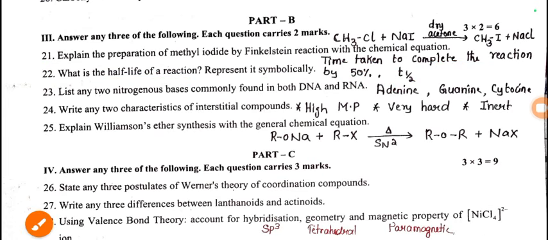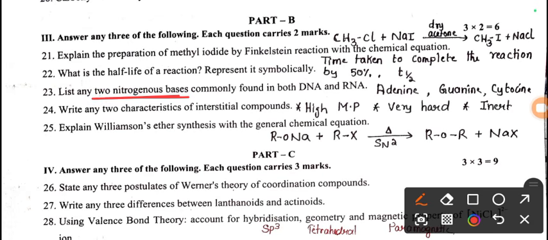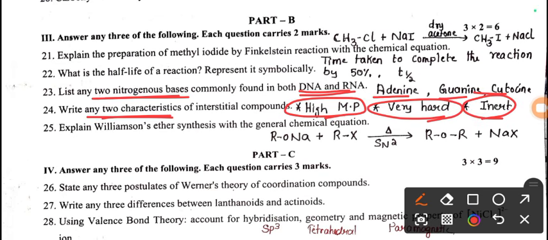Next we have, list two nitrogen bases commonly found in both DNA and RNA. Commonly found are adenine, guanine and cytosine. Two characteristics of interstitial compounds: they have high melting point, they are very hard and they are chemically inert.